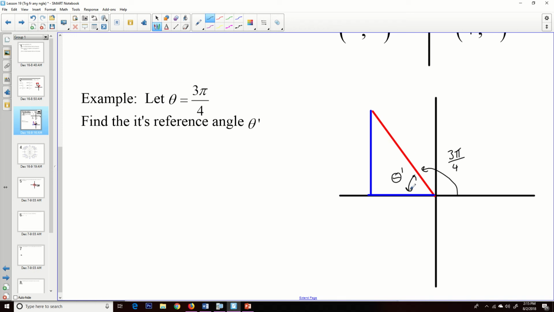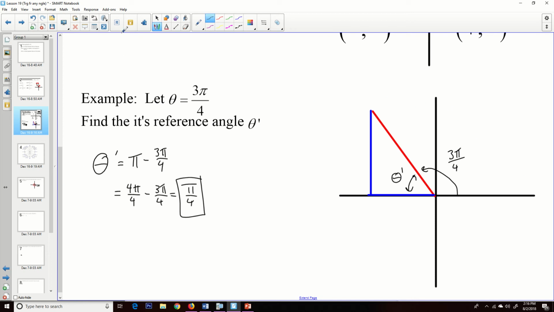In this particular instance, because we've gone halfway around, this angle is going to be pi minus 3 pi over 4. So our theta prime is going to be pi minus 3 pi over 4. If I need to figure that out, remember we need a common denominator. So this is 1 pi, so there are 4 pi over 4. There's 4/4 of a pi in 1. Minus 3 pi over 4 gives me just pi over 4. And that is my reference angle. That reference angle is always going to be somewhere in the first quadrant.